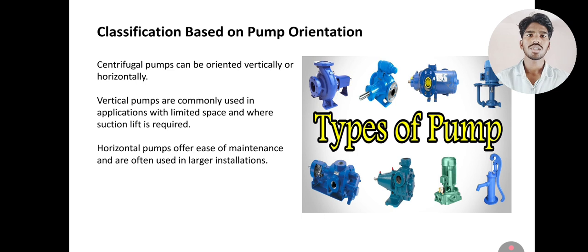And next, classification by pump orientation. Centrifugal pumps can be oriented vertically or horizontally. Vertical pumps are commonly used in applications with limited space and where suction lift is required, and horizontal pumps offer easy maintenance and are often used in larger installations. And we can observe here types of pumps, and borewell pumps are also one type of pump, used to lift water from the ground level by using suction air pressure.